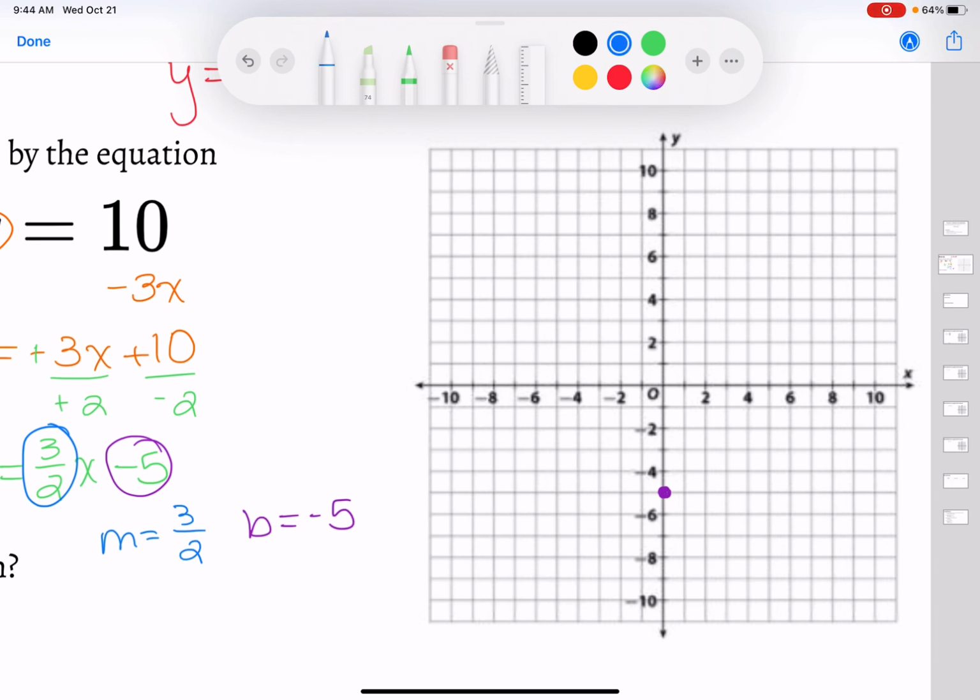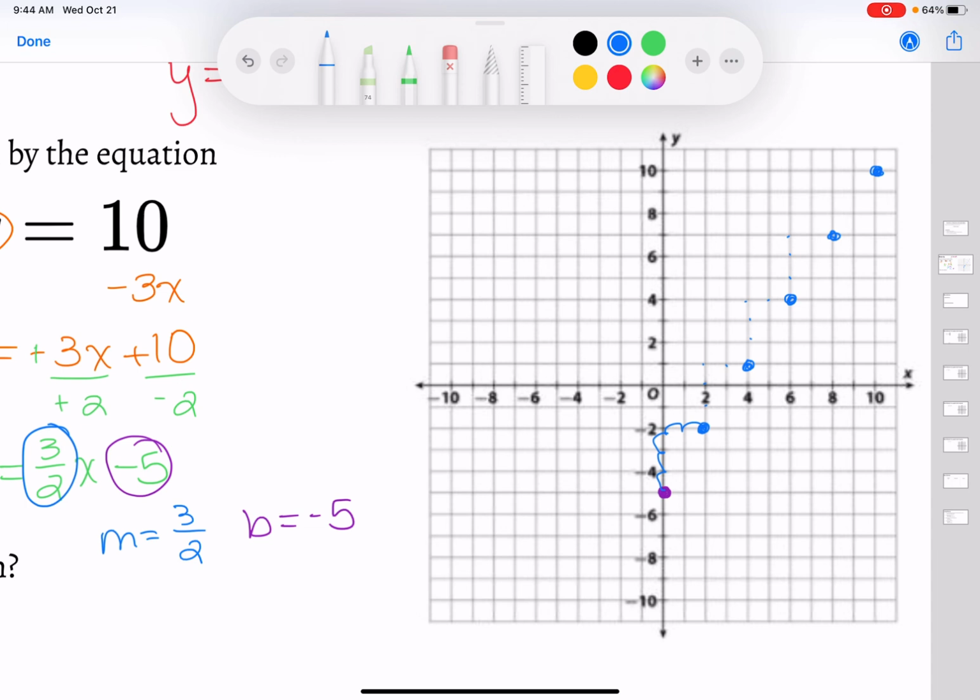There we go. And then from there, I'm going to count my rise over run. I'm going to rise 3, 1, 2, 3, and I'm going to run 2, 1, 2. And I'm going to do that as many times as I can till I get a line that goes all the way across my graph. There we go. And now remember, we could always go backwards.